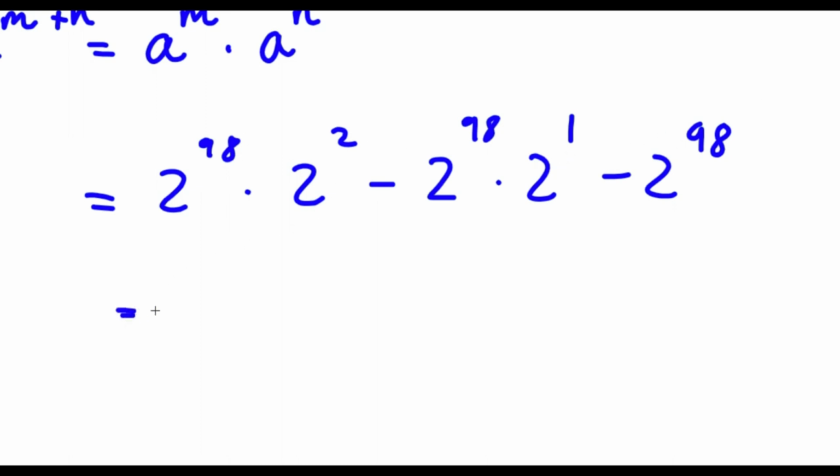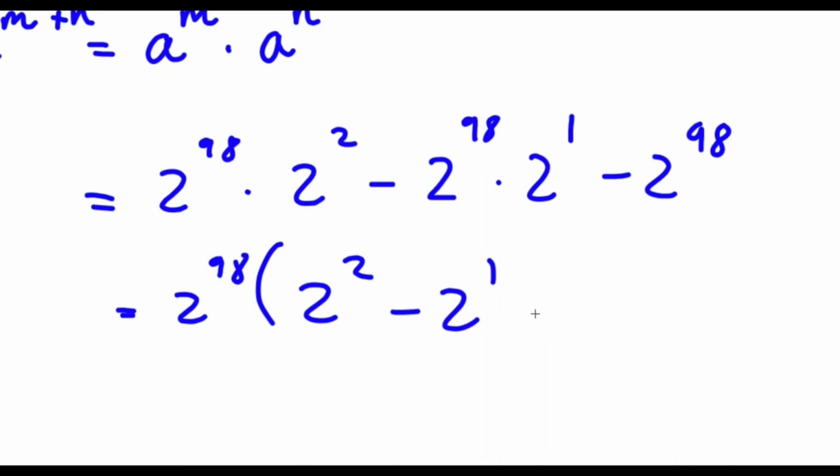So now if I factor out 2 to the power of 98, I get 2 to the power of 98 times, well, 2 to the power of 98 times 2 to the power of 2 divided by 2 to the power of 98 is simply 2 to the power of 2. And now negative 2 to the power of 98 times 2 to the power of 1 divided by 2 to the power of 98 is negative 2 to the power of 1. And finally, negative 2 to the power of 98 divided by 2 to the power of 98 is negative 1.